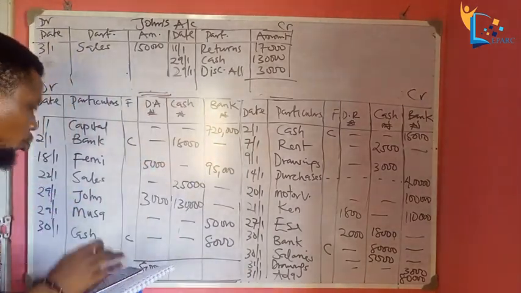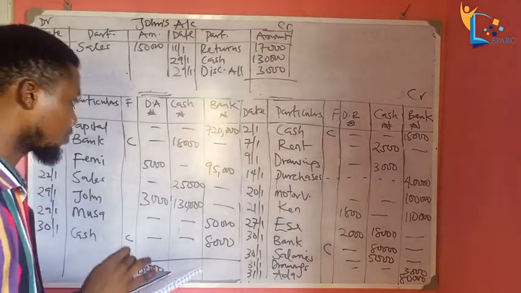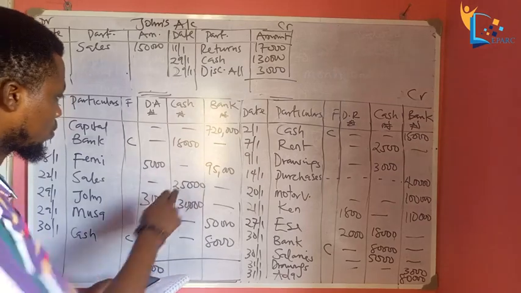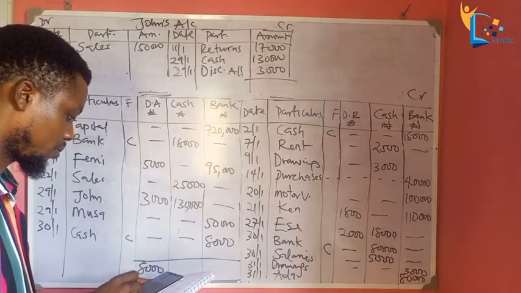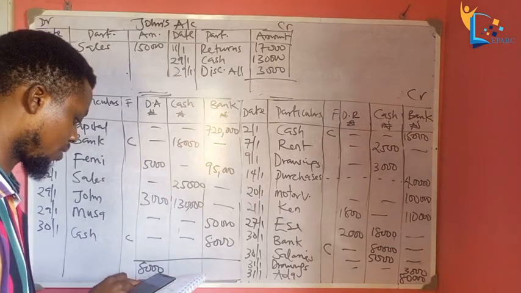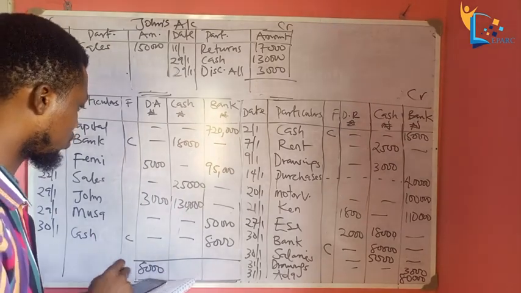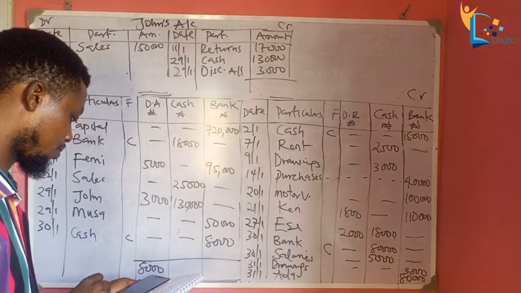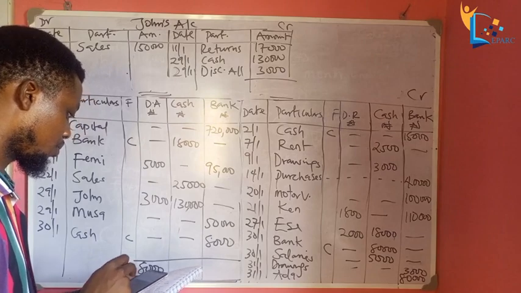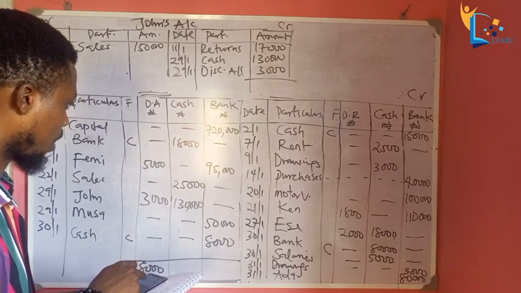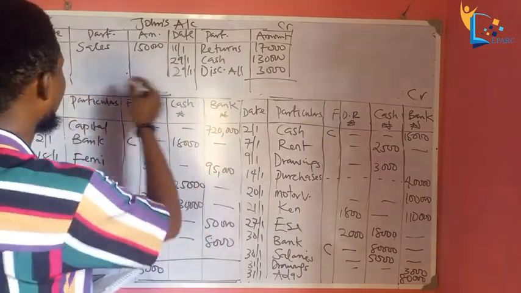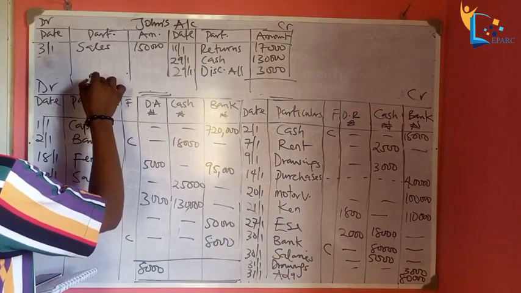let's add the cash column on the debit side. We have 18,000 plus 25,000 plus 130,000, okay, that's all. 18,000 plus 25,000 plus 130,000, that is 173,000. So let's note it somewhere. 173,000.